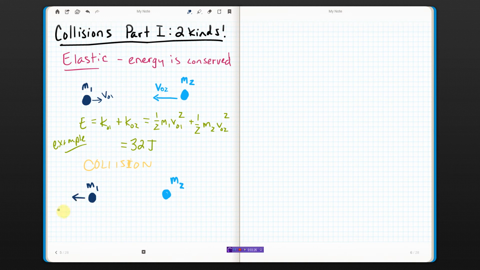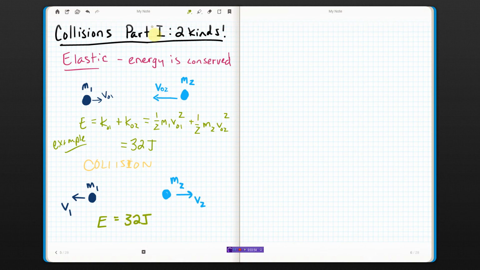This is going to be my final velocity of number 1 and my final velocity of number 2. Whatever they do, and however it ends up in the end, they had better still have 32 joules between them, because that is physics, and physics is king of the universe. So the total energy must still be 32 joules.